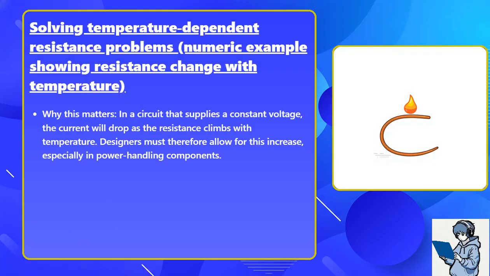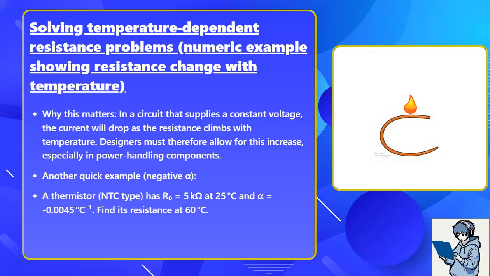Why this matters: in a circuit that supplies a constant voltage, the current will drop as the resistance climbs with temperature. Designers must therefore allow for this increase, especially in power handling components. Another quick example: negative alpha. A thermistor, NTC type, has R sub 0 equals 5 kilo ohms at 25 degrees Celsius, and alpha equals negative 0.0045 per degree Celsius. Find its resistance at 60 degrees Celsius.